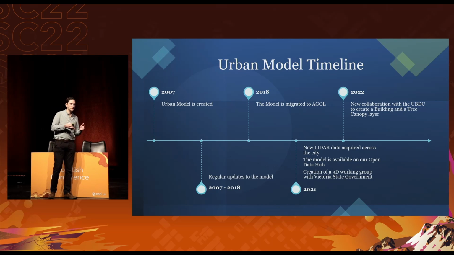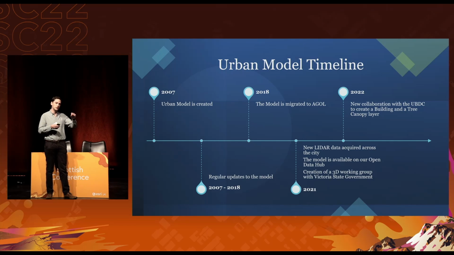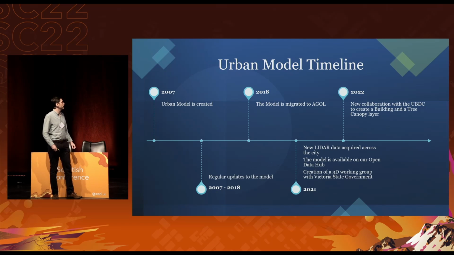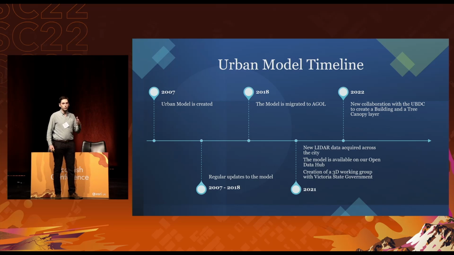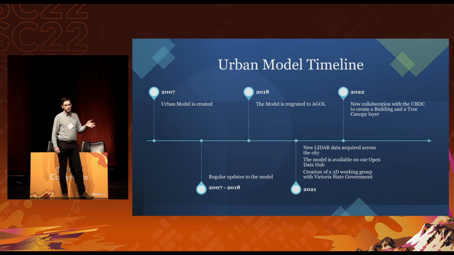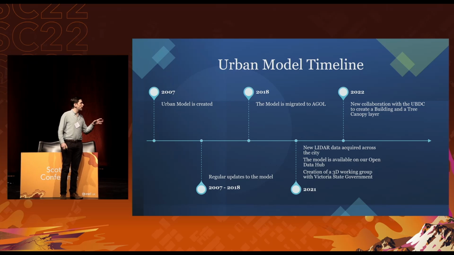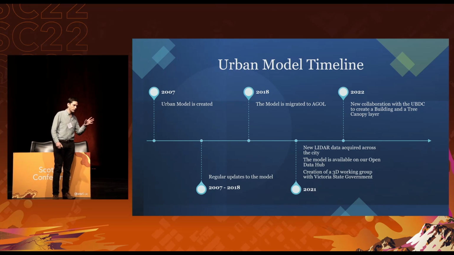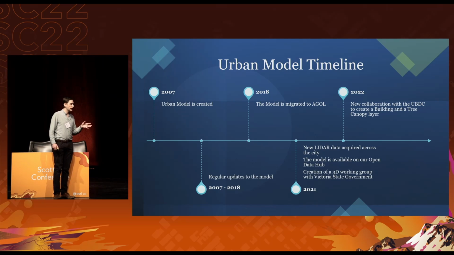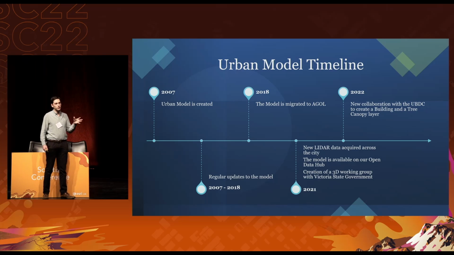In 2018, our colleague Maria worked tirelessly to migrate that model to ArcGIS Online to finally be able to integrate it with the rest of our GIS database. Last year was really amazing for us. First of all, the Scottish government acquired new LiDAR data across the city. Then we decided to really change the way we're operating by making the model available on our Open Data Hub. And we also created a 3D working group with Victoria State Government in Australia.